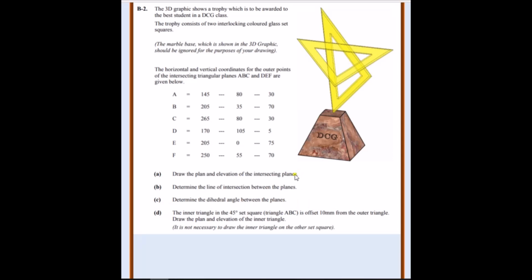So you'll notice that they've broken it down into 3 steps here. Step 1 is just draw the 2 triangles. Step 2, determine the line of intersection. Step 3, determine the dihedral angle.